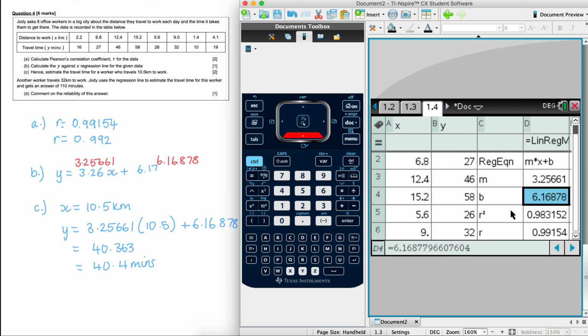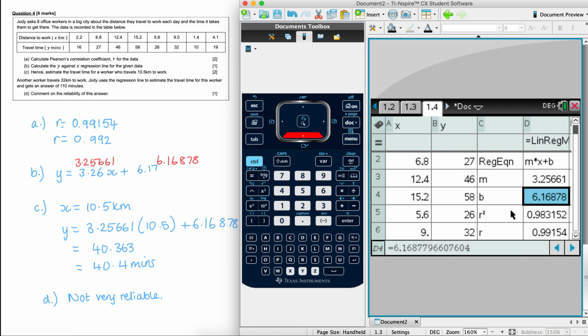And another worker travels 32 kilometers to work. We use the regression line to find the answer, and we find that it's 110. Comment on the reliability. So this is not going to be very reliable. We don't want to use this answer really. Okay, so not very reliable. And the reason for that is because we have extrapolated.